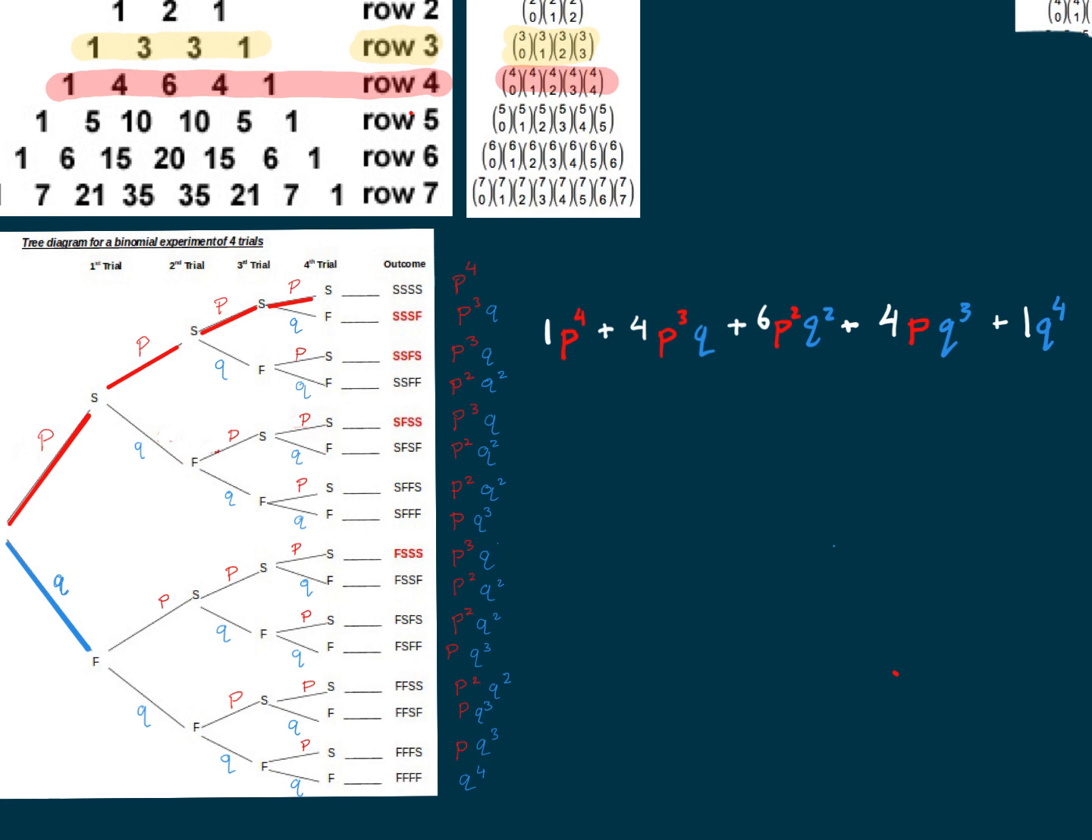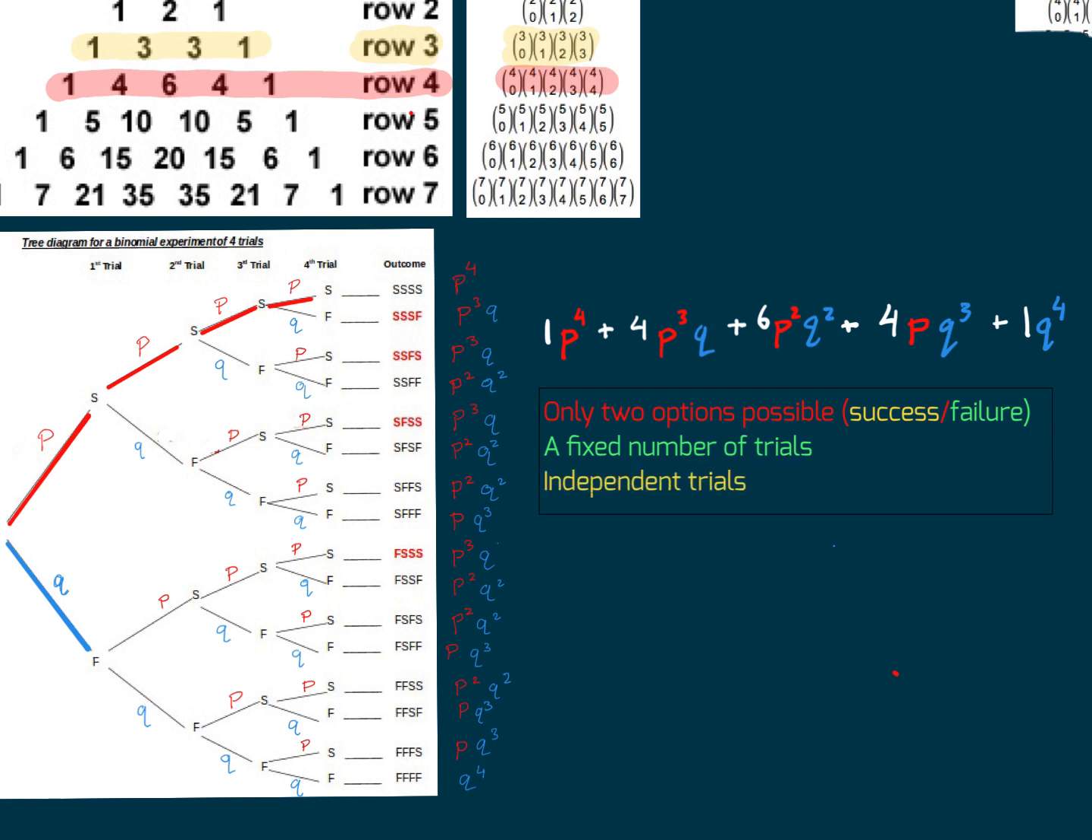Now, 4 things must hold to make a random variable binomially distributed. Number 1, only 2 options are possible, success or failure. Number 2, there must be a fixed number of trials. Number 3, the trials must be independent. And number 4, the probability of success must remain constant.